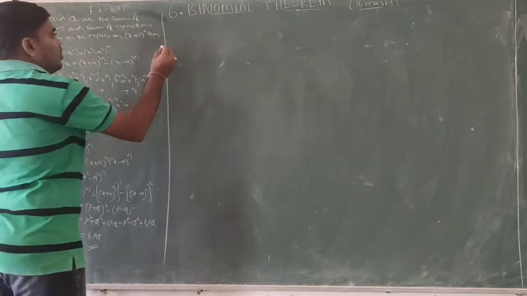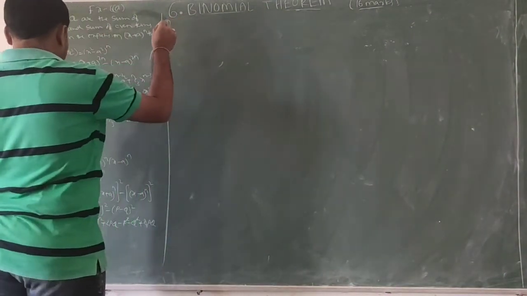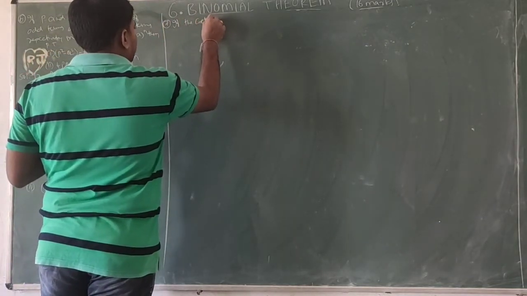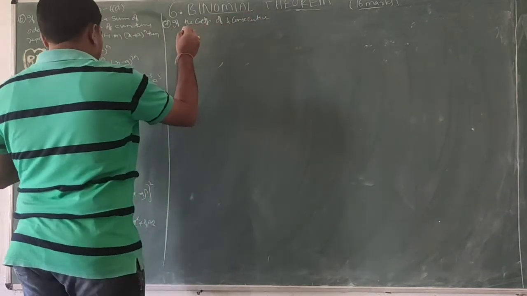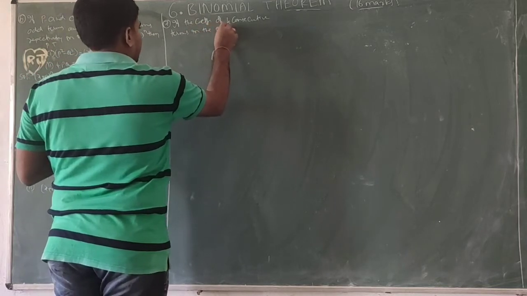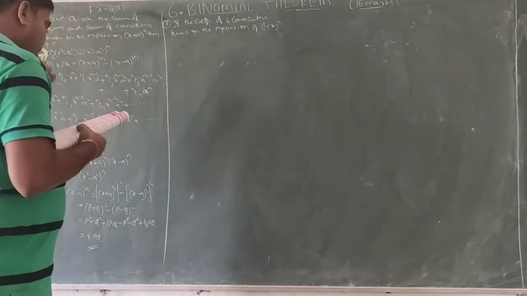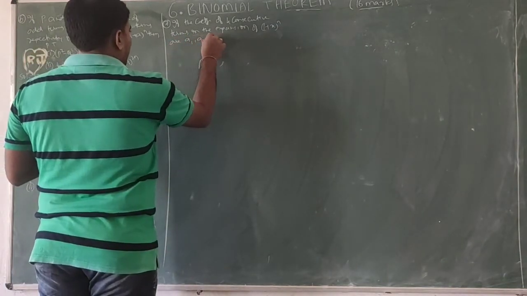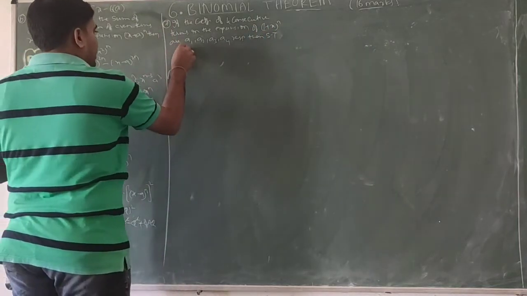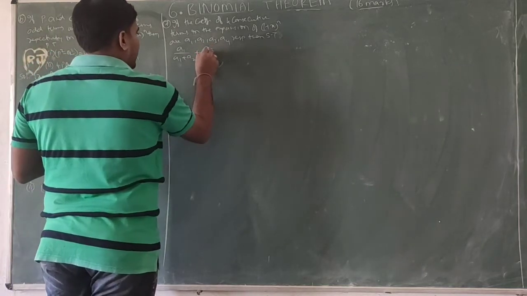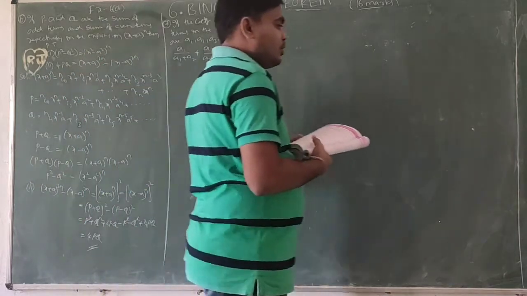Next, question number 7. The seventh question is, if the quotients of four consecutive terms in the expansion of (1 plus x) whole power n are a1, a2, a3, a4 respectively, then show that a1 by (a1 plus a2) plus a3 by (a3 plus a4) equal to 2a2 by (a2 plus a3). We need to prove this one.